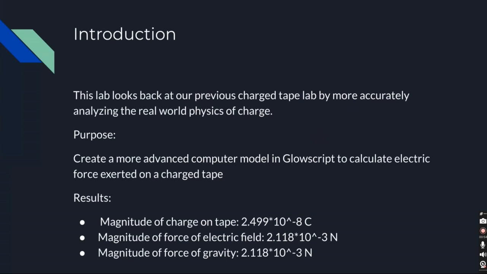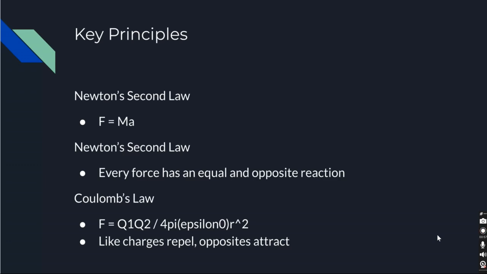There are some key principles that we need to understand for this lab. They are Newton's second law, which is force equals mass times acceleration. We're also going to need Newton's third law, that every force has an equal and opposite reaction. And we are also going to need Coulomb's law, which you can see written out as force equals Q1 times Q2 over 4 pi epsilon naught times r squared. We also need to understand that like charges repel and objects that are oppositely charged attract.